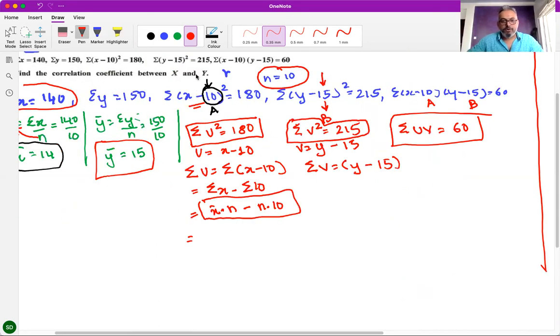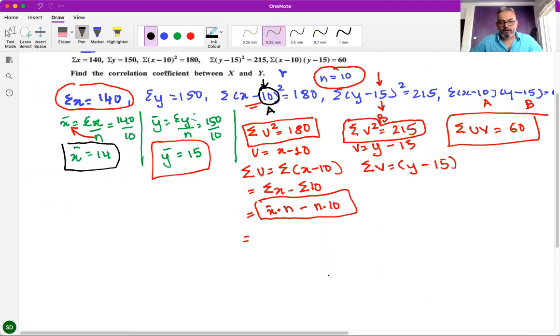X bar into n, which is equal to 140, minus 10 into 10 is 100, which is equal to 40. So sigma u is equal to 40.